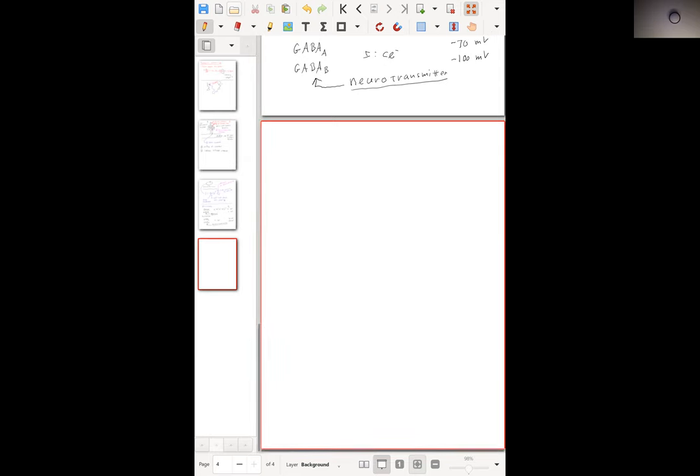So dx dt equals minus alpha of C, I'll tell you what C is in a second, times one minus X, minus beta X. Okay, so we can think of X as the fraction of open channels on the postsynaptic side.